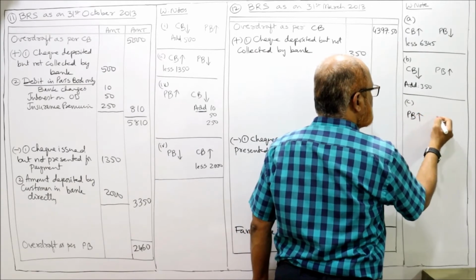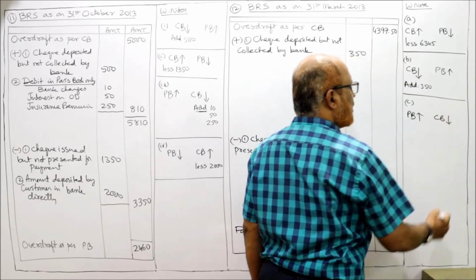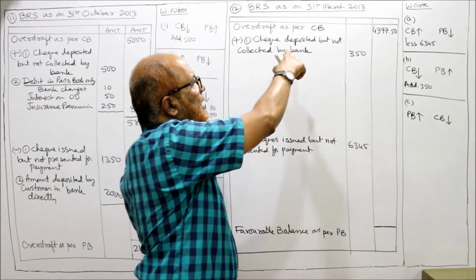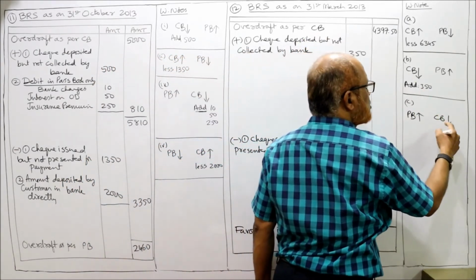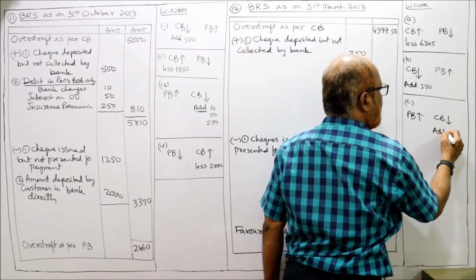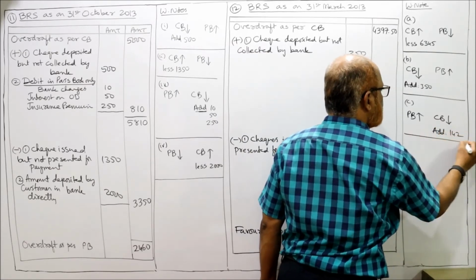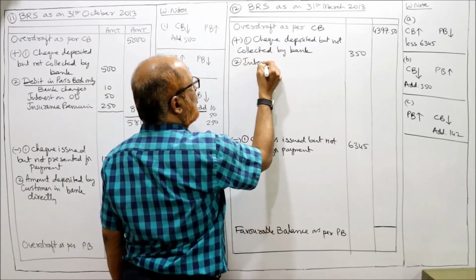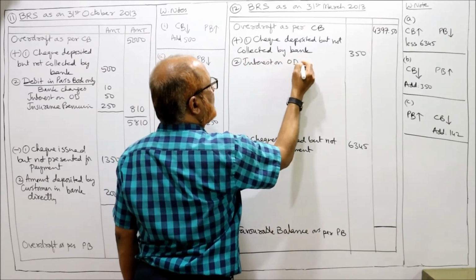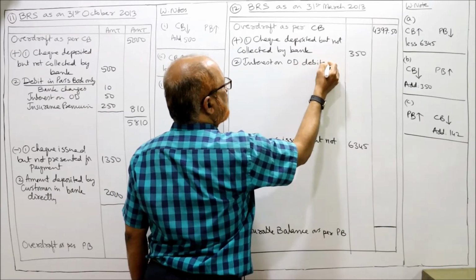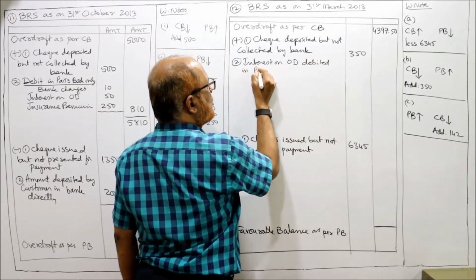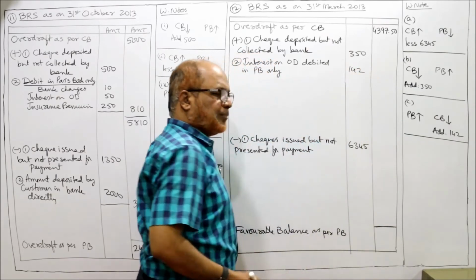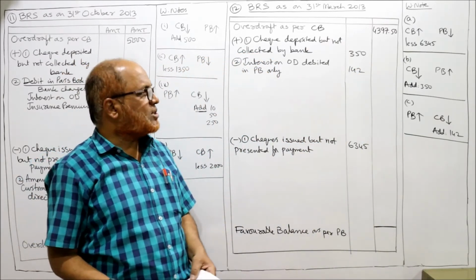Passbook overdraft will show more. Cash book overdraft will show less. Right? So our starting point is cash book. Cash book is showing less, so we have to add 142 rupees. Interest on overdraft debited in passbook only. That is 142. That's all. So see, 3 points we have completed.